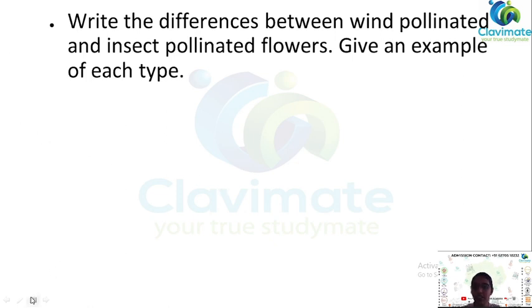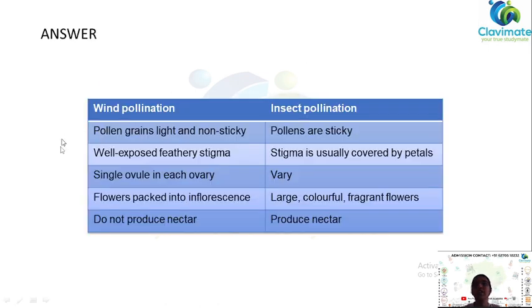The next question is you have to differentiate between wind pollinated and insect pollinated flowers, and give an example of each type. So we have wind pollination and insect pollination. In wind pollination, pollen grains are light and non-sticky. In insect pollination, pollen grains are sticky. Why are they non-sticky here? So that they can fly when there is wind.